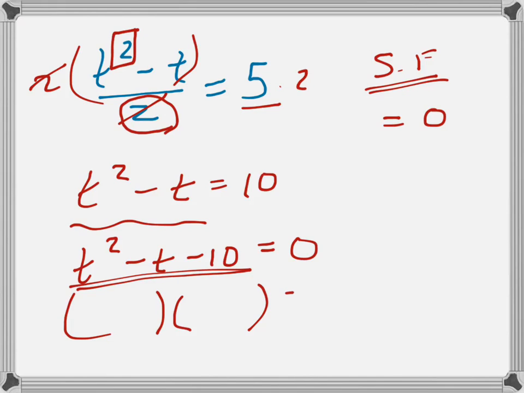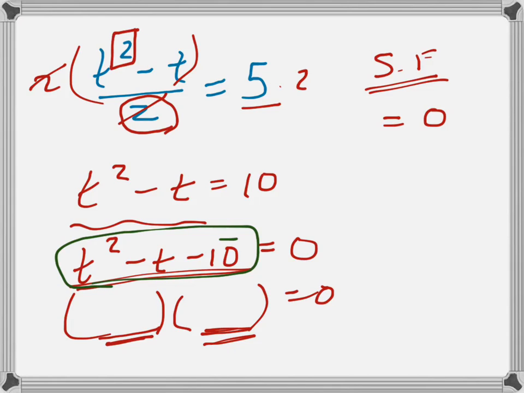Now, if it factors, the reason factoring is the easiest way to do it if it factors is because then you can set each one of these linear factors equal to 0. That's what the zero product property says. However, what if it doesn't factor? Like in this case. In this case, this doesn't factor because negative 10 is just 5 and 2, and that's a negative 1, and that's just not going to work. So it doesn't factor, so what do we do?